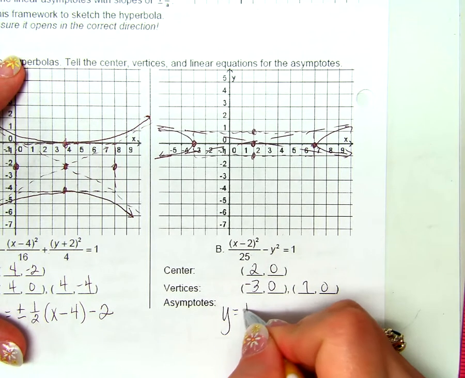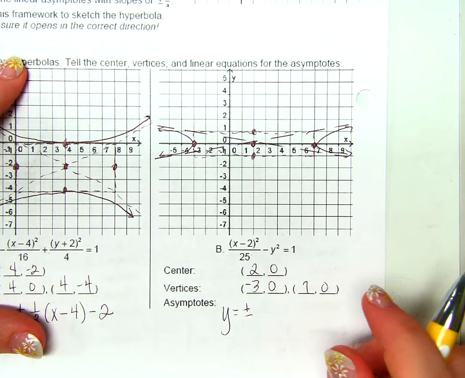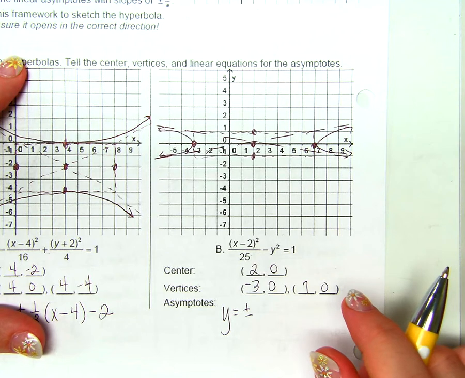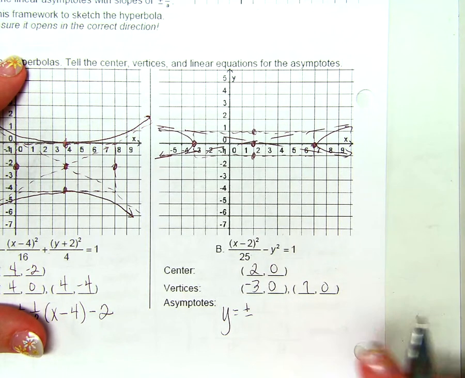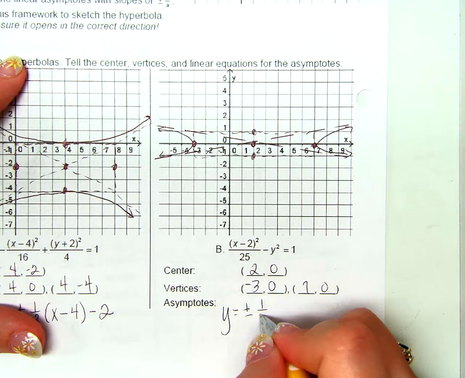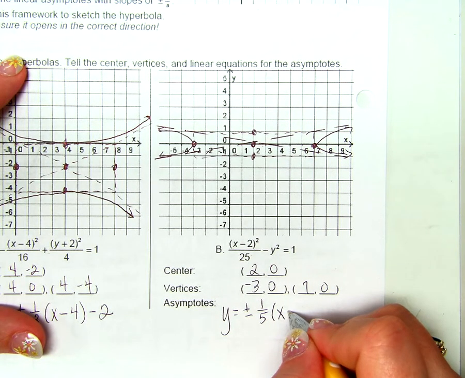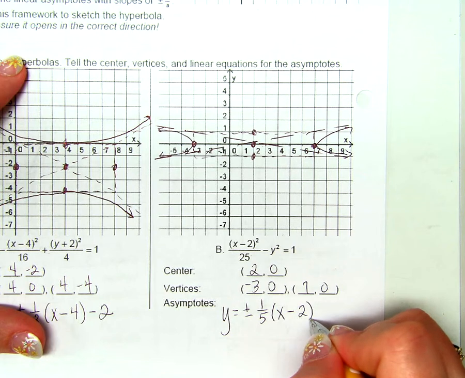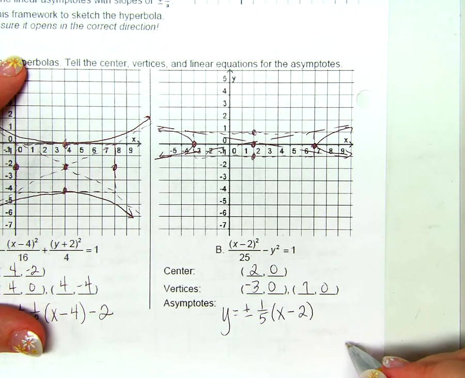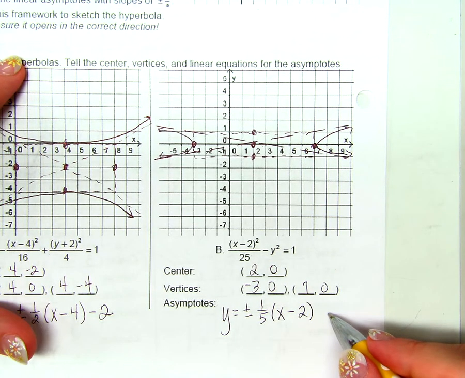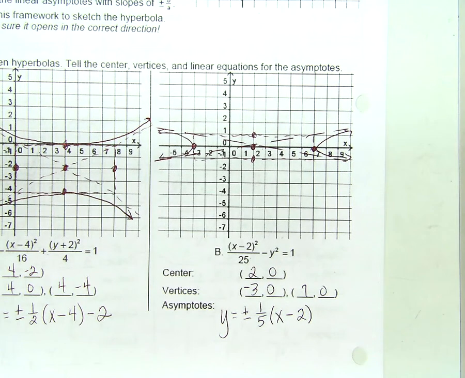Where are my asymptotes? y equals plus or minus b over a. What's b? And what's a? 1 over 5, right? So 1 over 5 times x minus h, plus k. Wait, do I have to write plus 0? Only if I want to, right? This 2 comes from the h. Okay? We good?